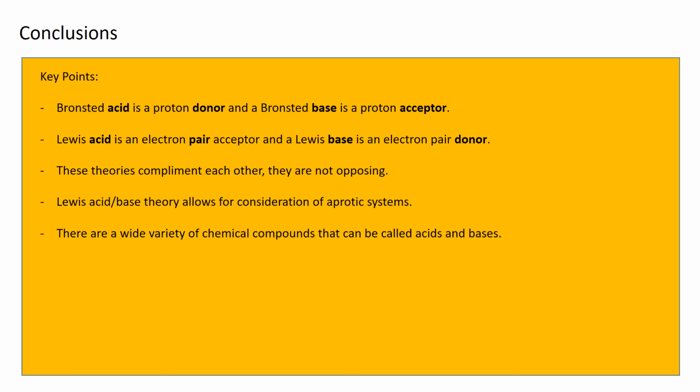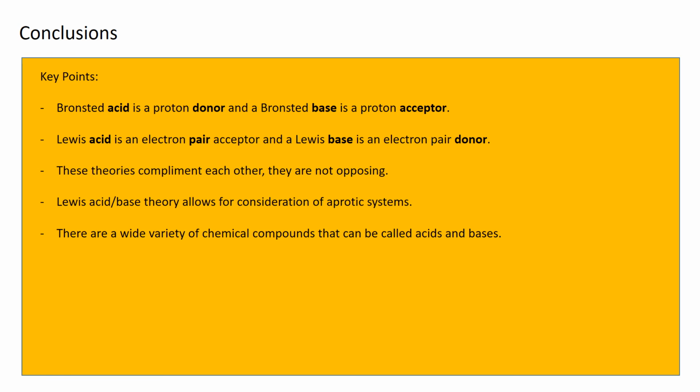Importantly, these theories complement each other. They're not opposing theories. The Bronsted theory is a product of the Lewis theory that involves protons, whereas the Lewis theory is a slightly more all-encompassing theory that involves the donation of electrons and the acceptance of electrons.